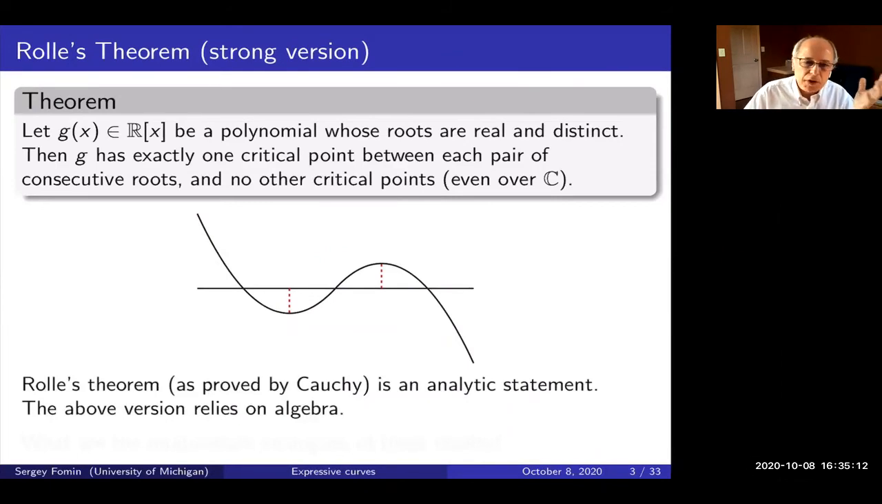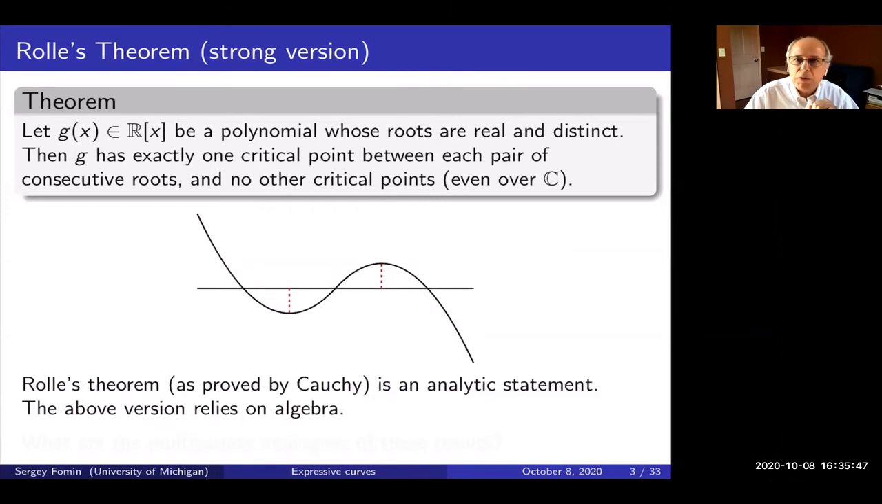Notice that Cauchy's version of Rolle's theorem is an analytic statement. But in order to ascertain that there is exactly one critical point between each pair of consecutive real roots, we need algebra. We cannot just stay in the realm of differentiable functions. We need some kind of algebraic condition that will force this strong version.